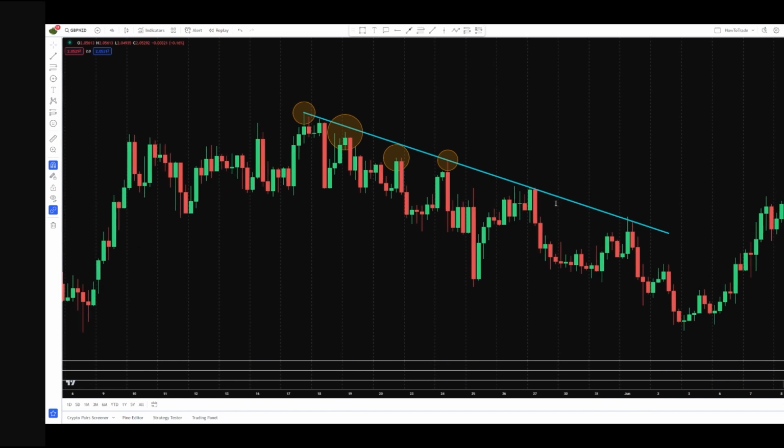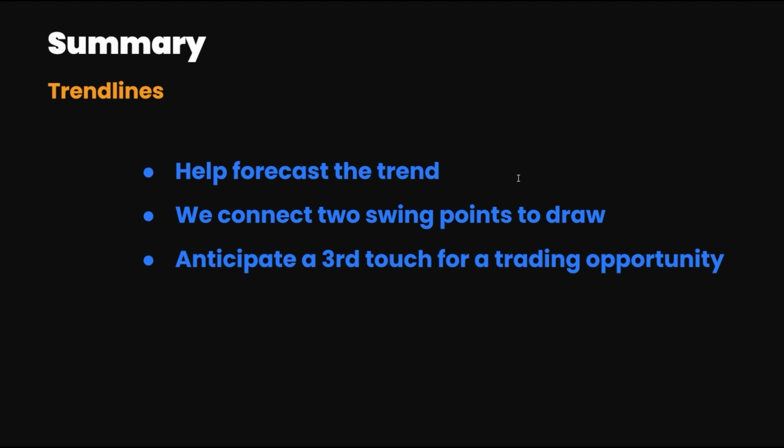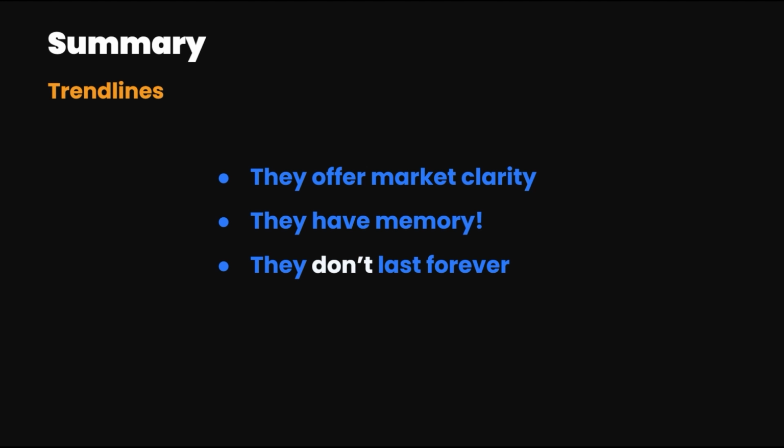So let's summarize that then. Trend lines help us forecast a trend in price. We connect two swing points together to draw the trend line. What we do then is use that line to anticipate a trading opportunity once the market connects with the line for a third time. What this does is it gives us a sense of proportion, a sense of market clarity and direction.